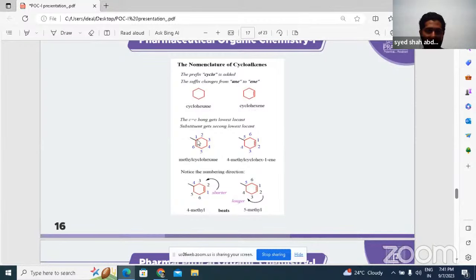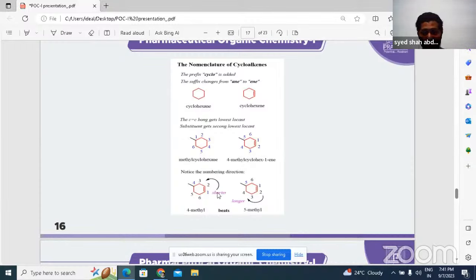Okay, so you can see here, if there is no double bond, the priority would have been given to the branch, this methyl cyclohexane. As soon as the double bond comes in the structure, the double bond takes the priority. You'll be having 1, 2, 3, 4, 5, 6. So here, methyl, actually it is 5 methyl cyclohexene. Okay.